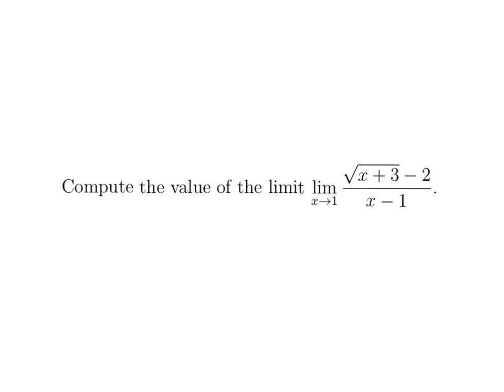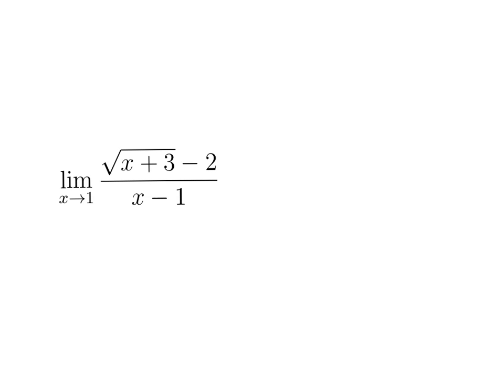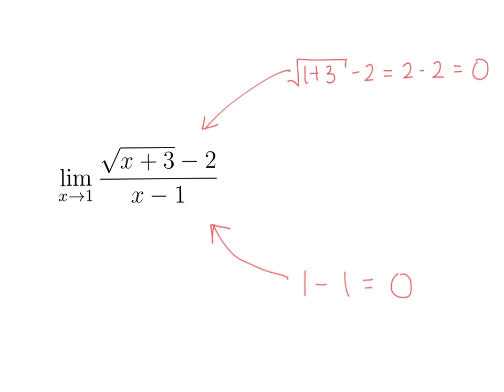Let's think about how to compute the value of this limit. The first thing we can do is just try to plug in x equals 1 and see what happens. In the numerator, we get square root of 1 plus 3 minus 2, which reduces to 2 minus 2, or 0. In the denominator, we get 1 minus 1, which is also 0.